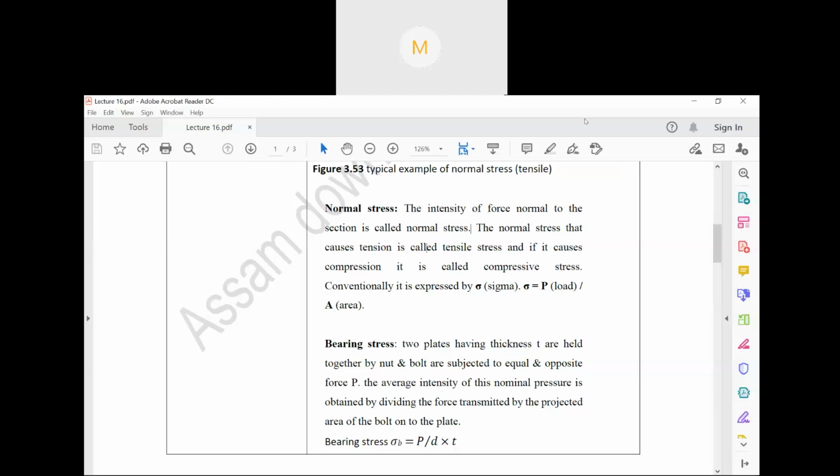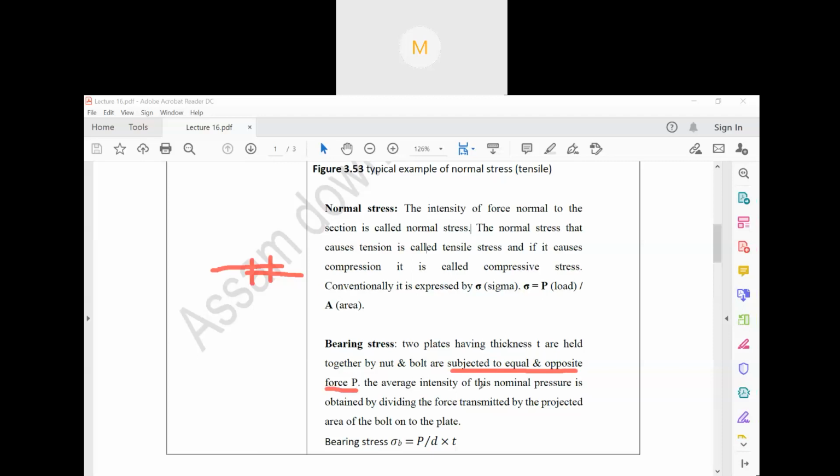Suppose I'm giving an example. Suppose this is one plate, and this is another plate. Now these two plates are being joined by bolts. So here what will happen? They will be subjected to what? Equal and opposite forces. That is P.